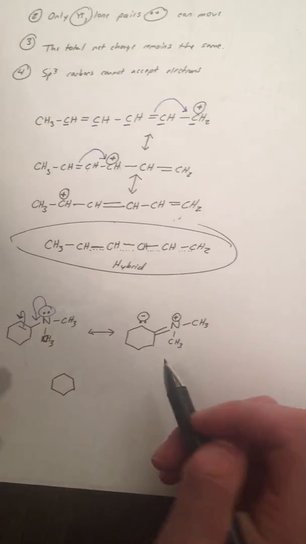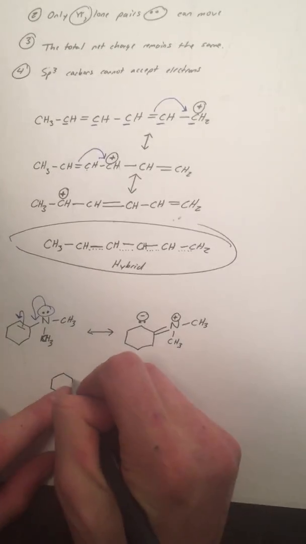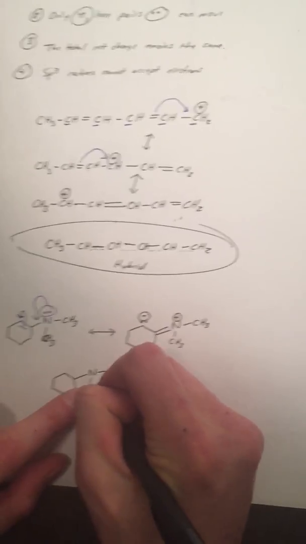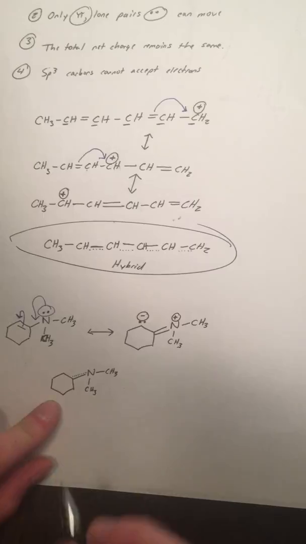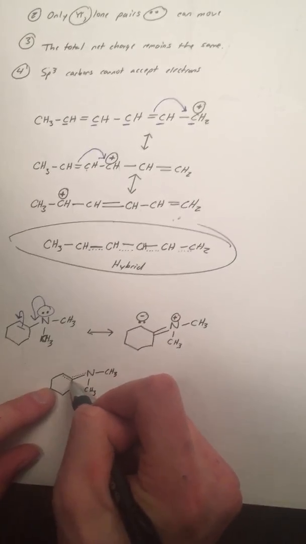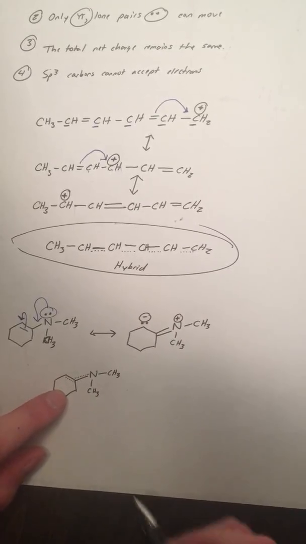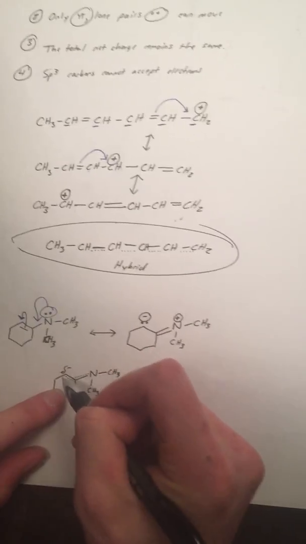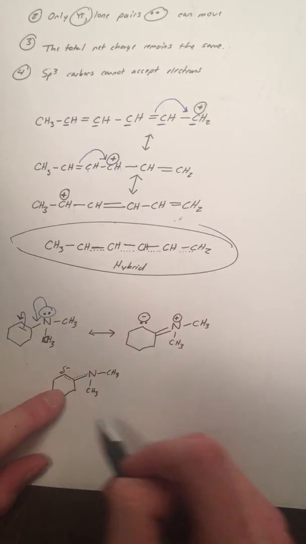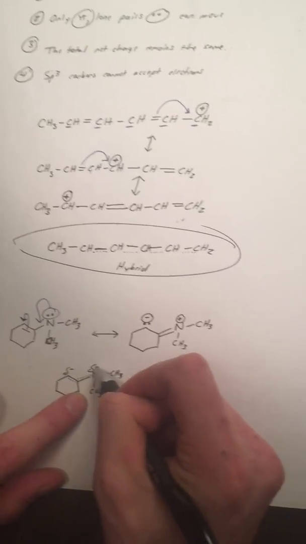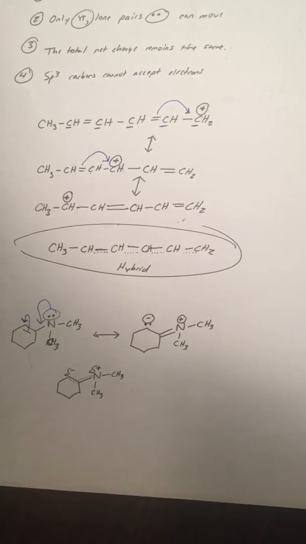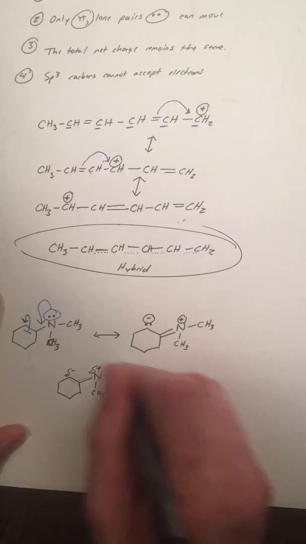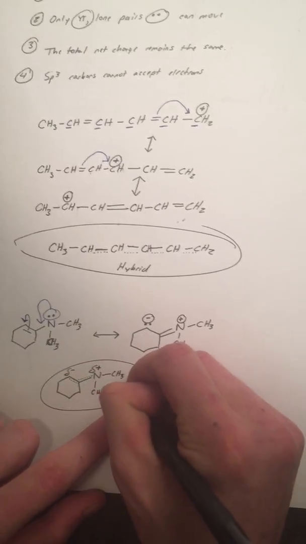So now, to draw the hybrid, any place there was a double bond before or after gets little dotted electrons. So we'll do an N, CH3, CH3. We'll do some dotted electrons right there, and we'll do some dotted electrons right there. And we'll do a partial negative charge and a partial positive charge on these right there. So this is the hybrid.